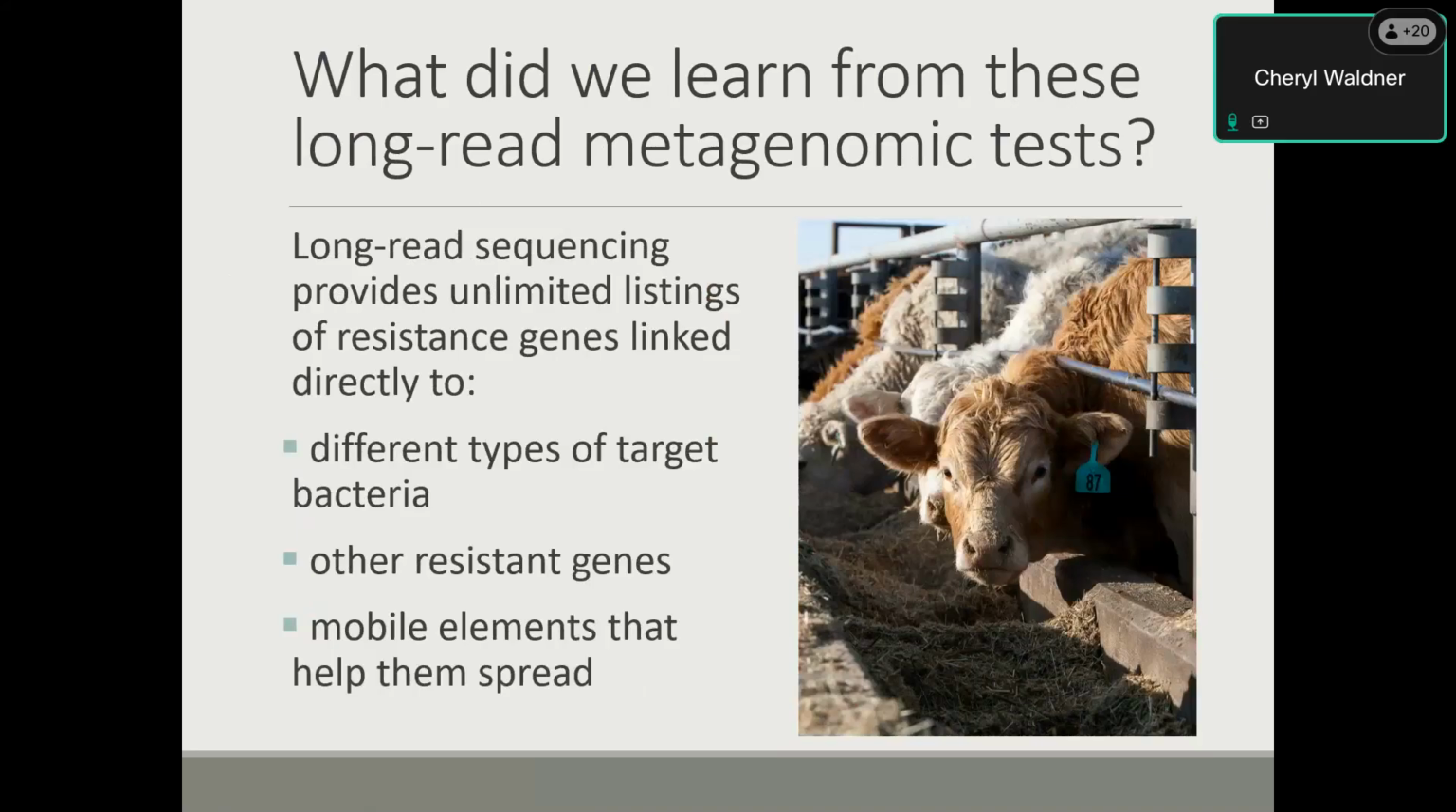The long read sequencing that we did goes even farther in terms of actually giving us information on resistance genes that are directly linked to the bacteria of interest. They're linked to other resistance genes, and I'm going to show you that in a second. And they're also linked to the mobile elements that help them spread. And this is on raw individual reads, no assembly required. We're seeing evidence of the MGEs, the resistance genes, and speciated bacteria with a single read.